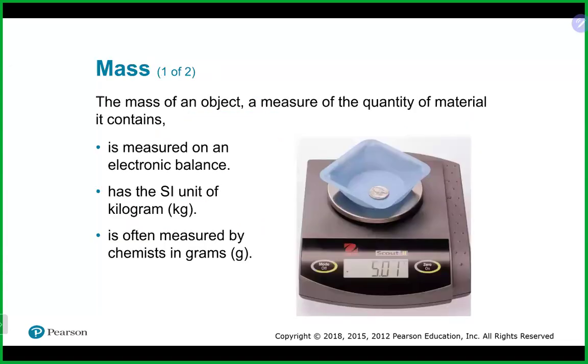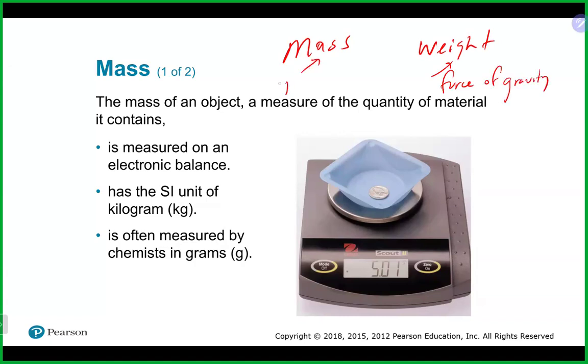The mass of an object is the amount of material that it contains. When we talk about mass, there is a difference between mass and weight, and sometimes people will use those words interchangeably. So the mass of an object and the weight of an object are different. Weight takes into account the force of gravity.